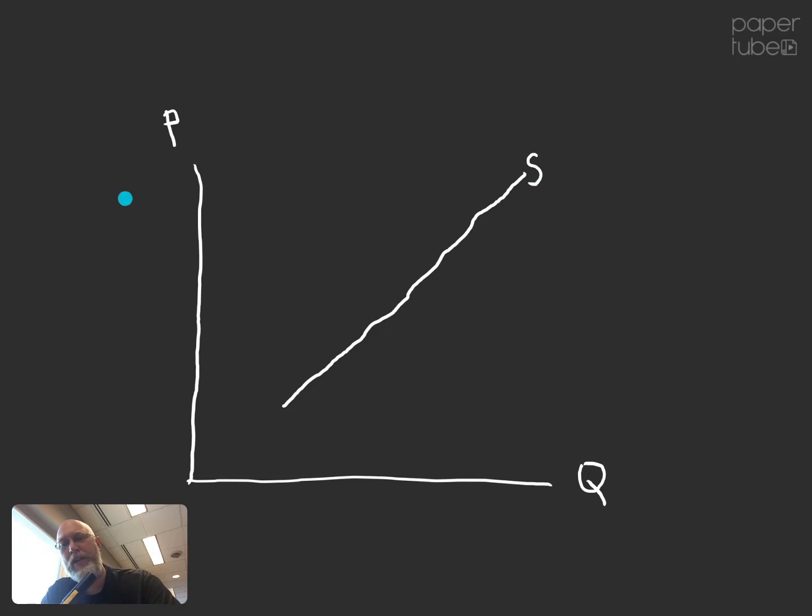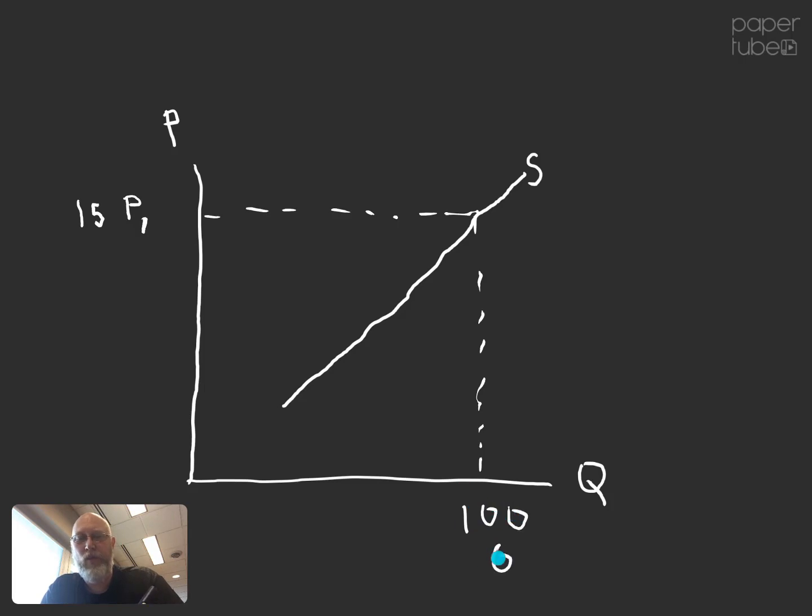Now let's start off with a price here, P1. And let's set the price to something, a nice round number, easy to do the math. Let's make it 15. Draw a little dotted line over, hit the supply curve, draw a dotted line down, and we'll make up a quantity to go with it. Let's make that quantity 100. So that's Q1.